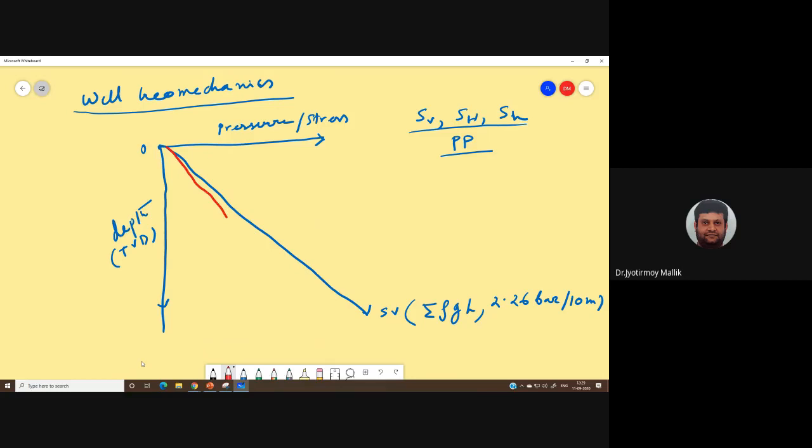Then we had S capital H. And we said this is around 70 to 80% of SV. And then we had S small h, which is the minimum horizontal stress, which is around 60 to 70% of SV. Right?